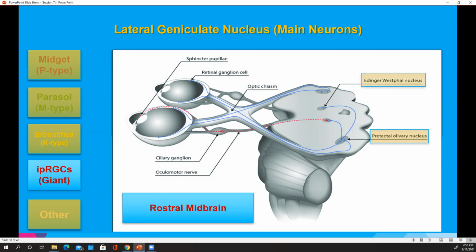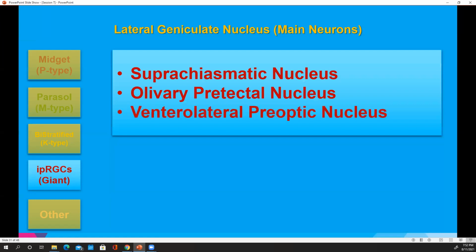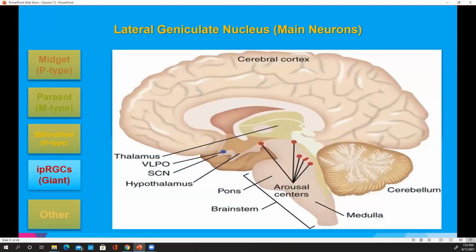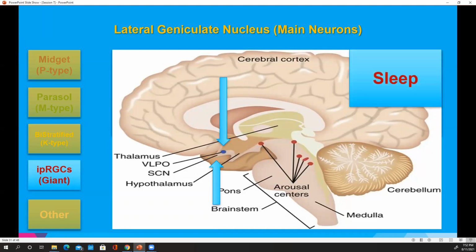So it's kind of helpful in that way. And then, of course, the ventrolateral preoptic nucleus. I'm just throwing out some other places it is. Where's the VLPO? Here's your suprachiasmatic nucleus, there's your VLPO. So it's in the same spot, but it's not the LGN, okay? This guy deals with sleep, so circadian rhythms.